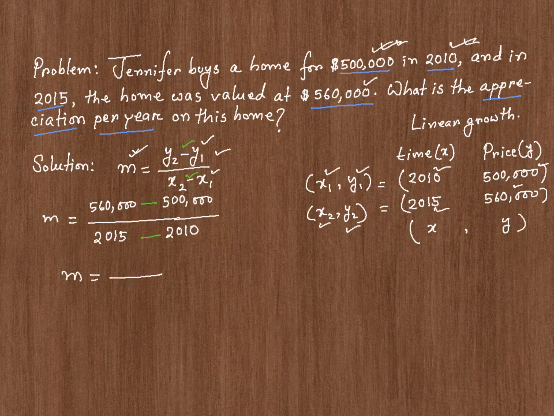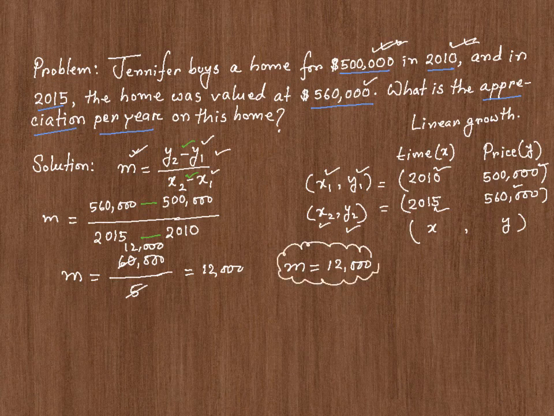In the denominator, it's going to be 5. 2015 minus 2010 is 5. In the numerator, it's going to be 60,000, because 560,000 minus 500,000 is 60,000. And if you divide this, 5 goes into 60 12 times, so it's going to be 12,000. So your m is 12,000. So the slope is 12,000.